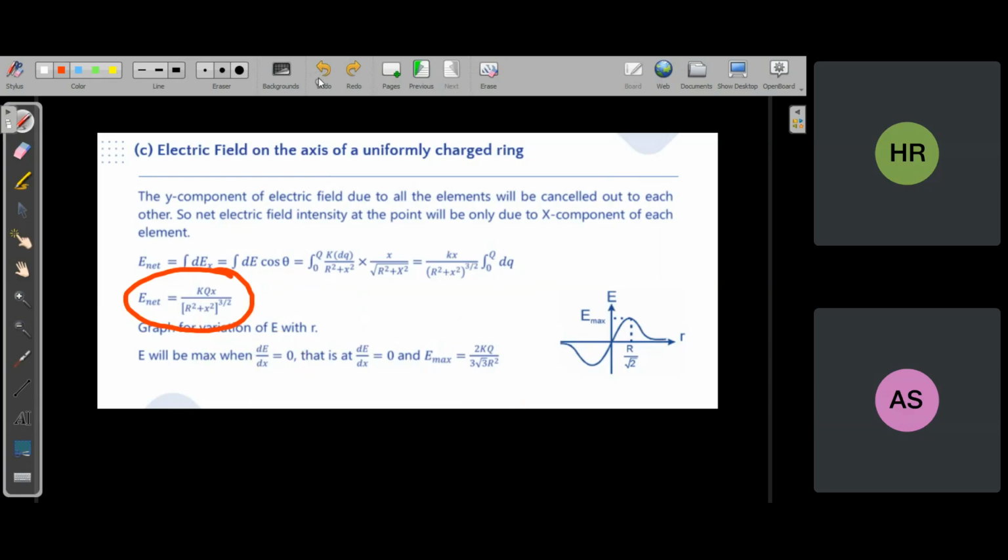You can ask your doubt here. You can check by differentiating this expression, equating it to 0, whether you are getting r by root 2 or not. You will get it.